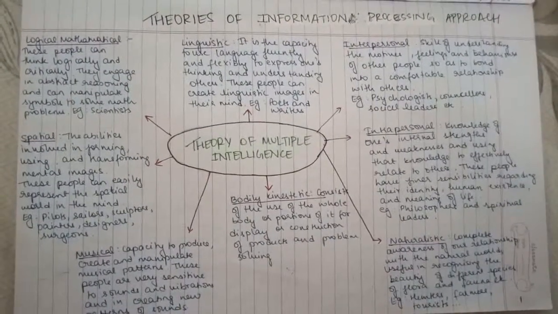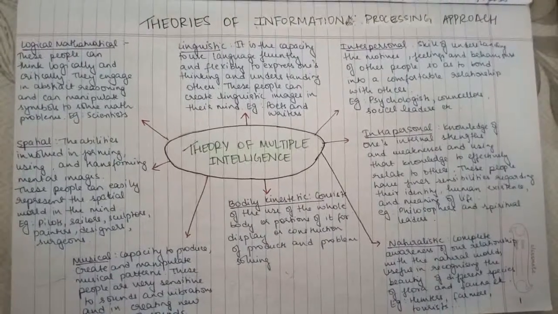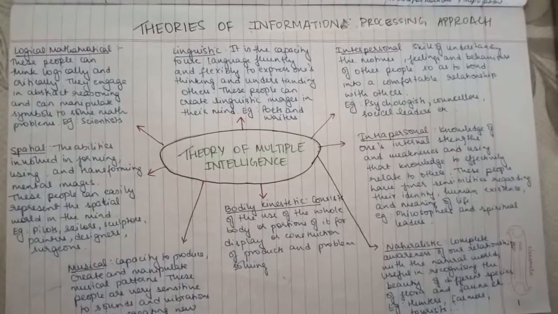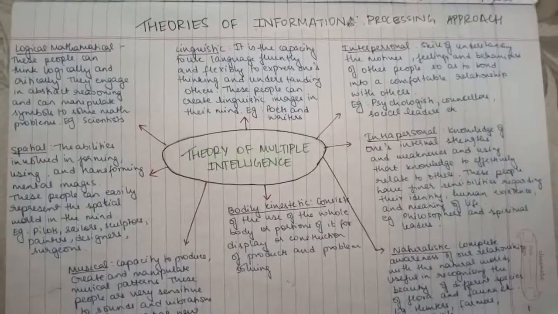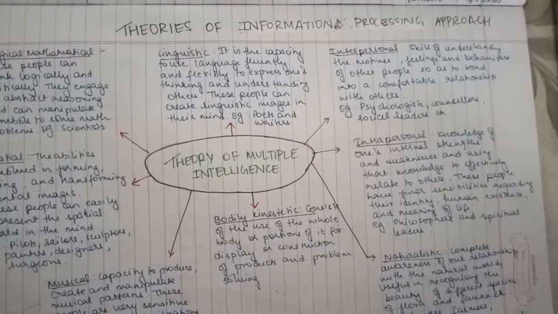Theories of information processing approach. Now, before we move on, you can take a screenshot of this because this is a mind map about whatever they've said in the textbook, and it's in a very easy way to understand through this mind map. Done? Okay, let's continue. Now, theories of information processing approach.